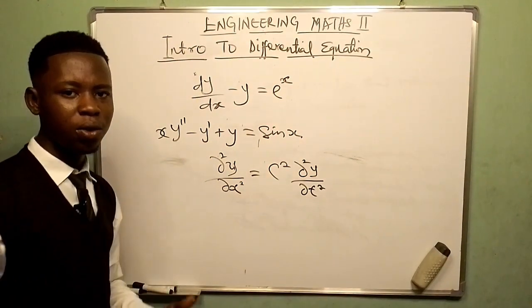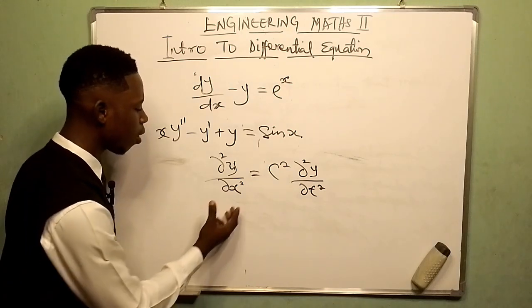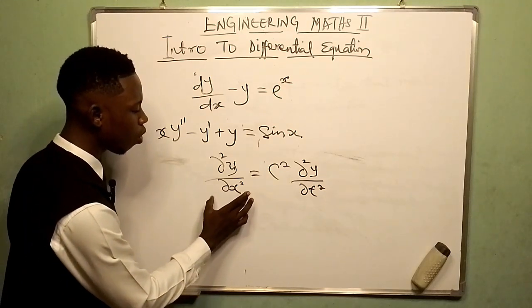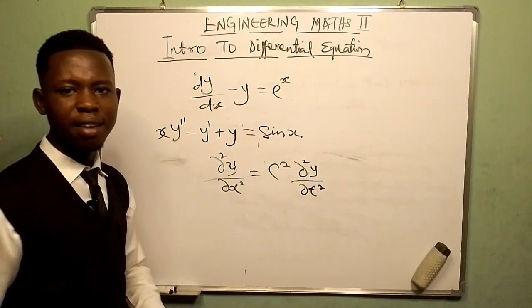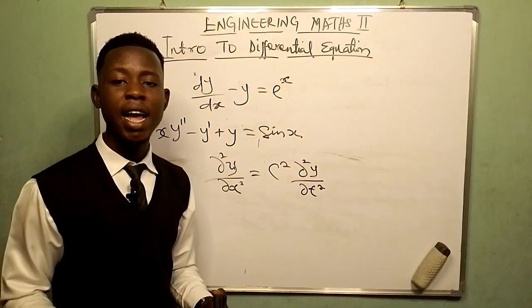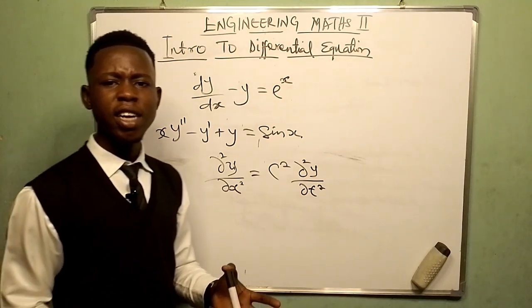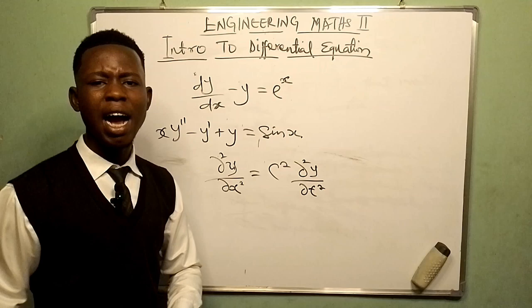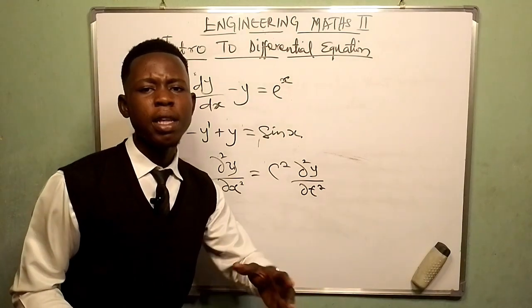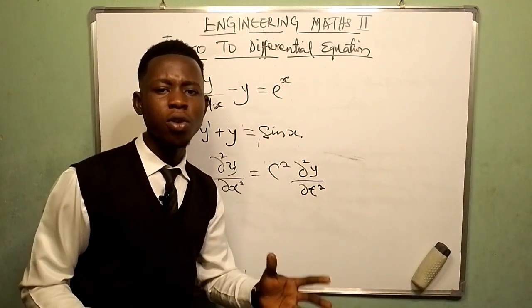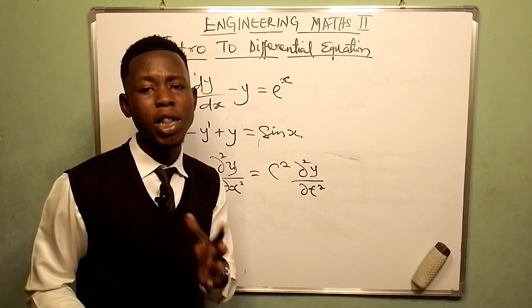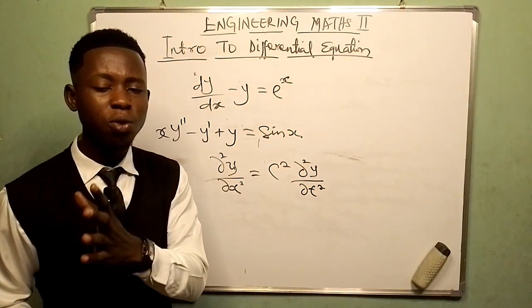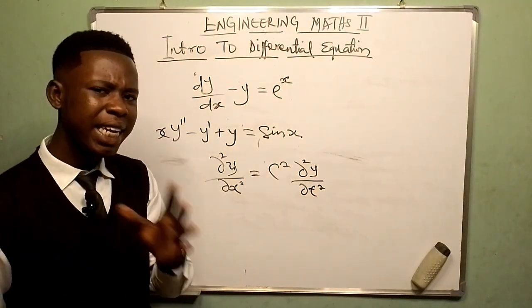Now don't forget what I told you. Whenever you see a function or a variable on the numerator, they are known as the dependent variable. And in a partial differential equation, I told you that these are one or more dependent variables with respect to more than one independent variable.